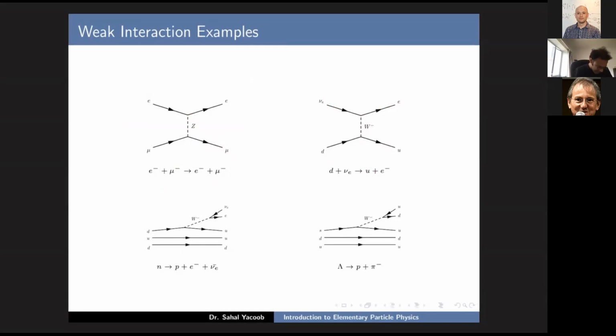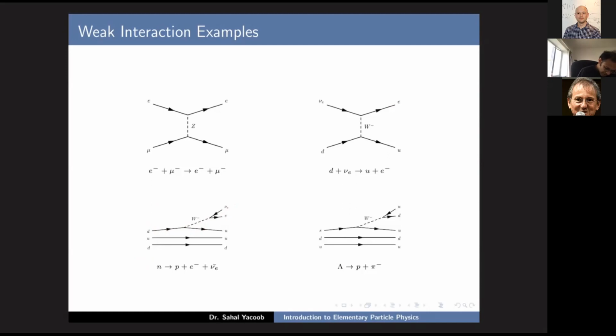And down here we have some baryonic interactions that we're describing in the same language. So we're starting with a neutron on the left, 2 down quarks and an up quark. One of the down quarks transitions to an up quark, emits a W minus, and that W minus decays to an electron and an electron antineutrino, which is beta decay.